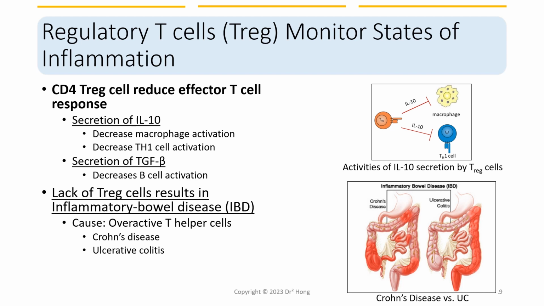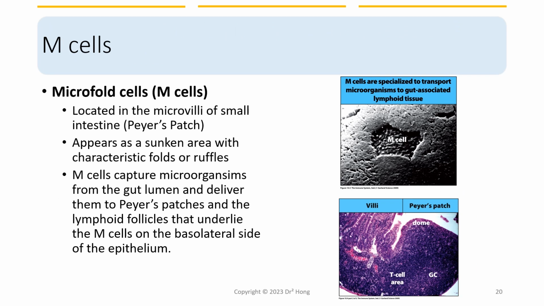In the figures, the light micrograph is a section of gut epithelium and shows villi and a Peyer's patch. The T cell area and a germinal center (GC) are indicated. It appears as a sunken area of the epithelium that has characteristic microfolds or ruffles on the surface.